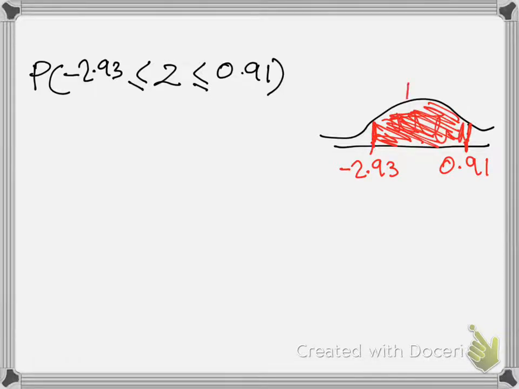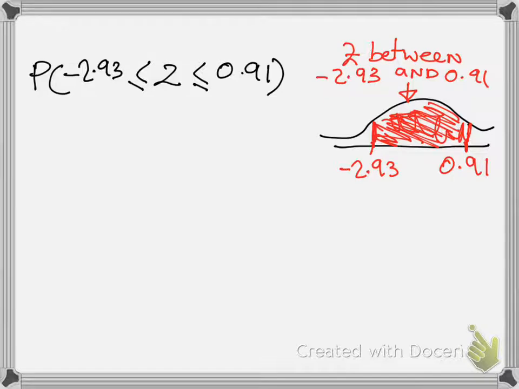So this is z between negative 2.93 and positive 0.91. So how do we compute such area? Well, the idea is very simple.